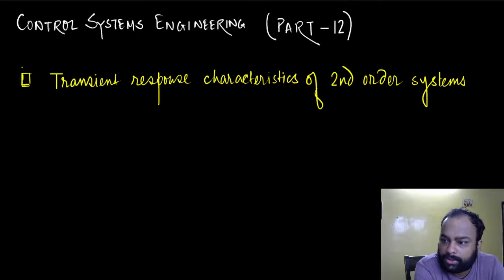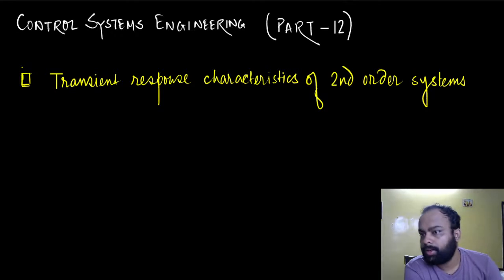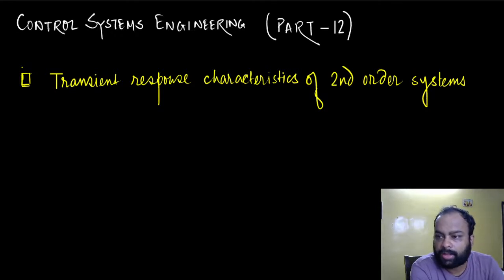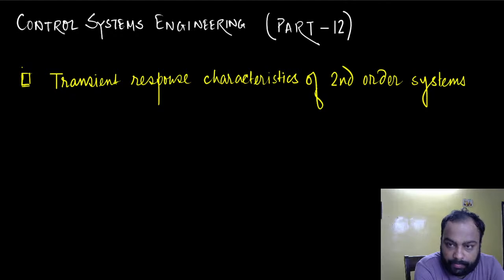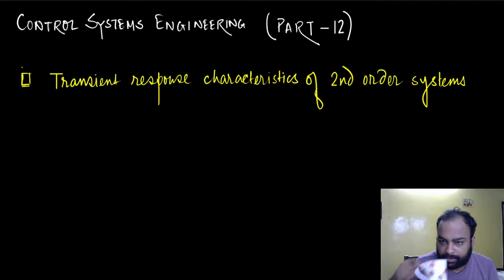All right, so we're going to discuss the transient response characteristics of second order systems today. So with that, I would hope that you remember what we studied in the last one. So we shall proceed from what we discussed in the last one.